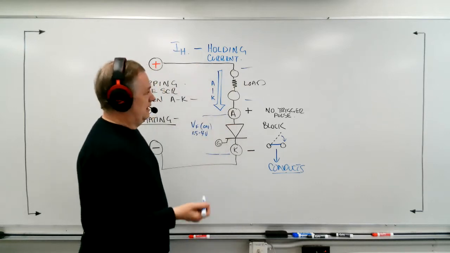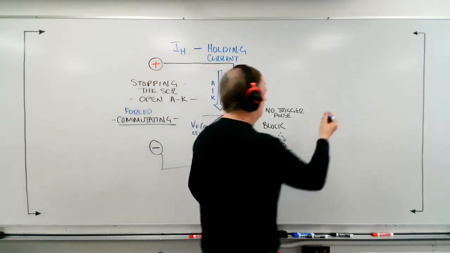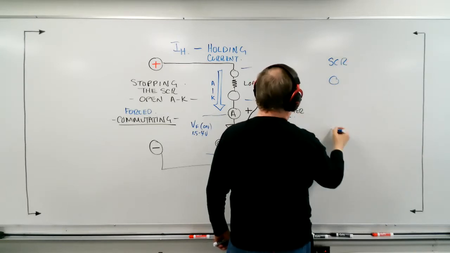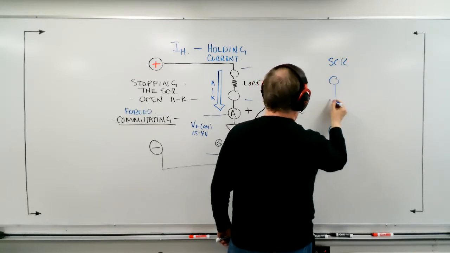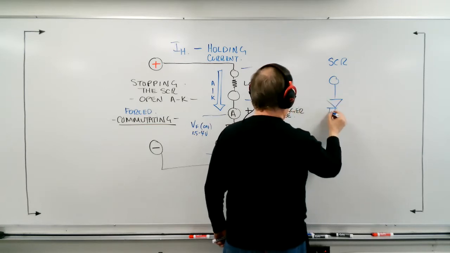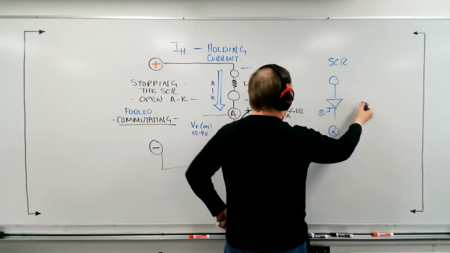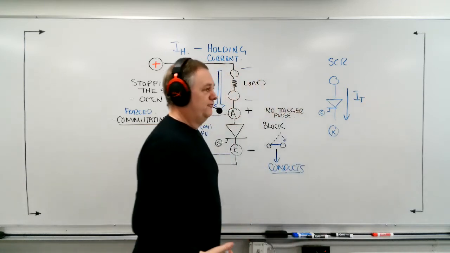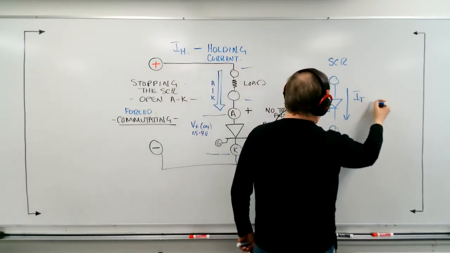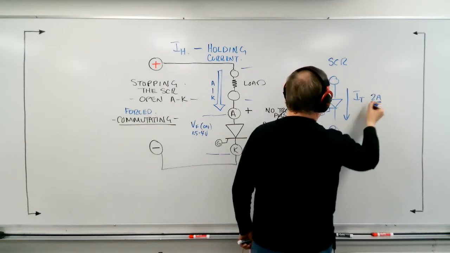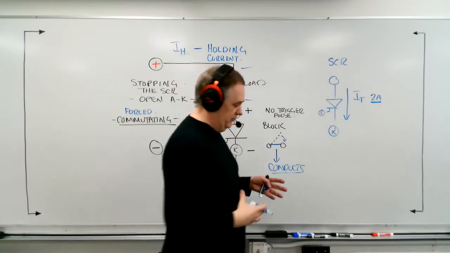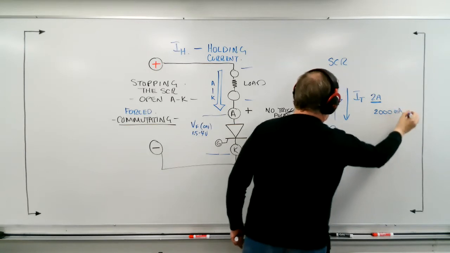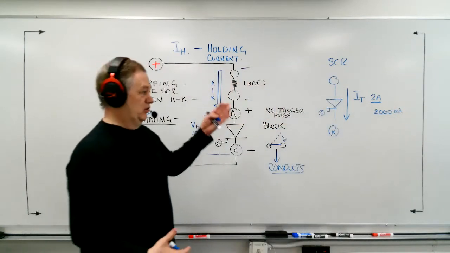So every SCR has a rated holding current. Let me give you an example. Let's say that I have an SCR here, and here's my A, and here's my K, and there's the gate. And the maximum current, which I'm going to call IT, that's the total forward current. Let's say it's rated for 2 amps. Just to put that into different terms, that's essentially 2,000 milliamps. So 2,000 milliamps is the actual load current.